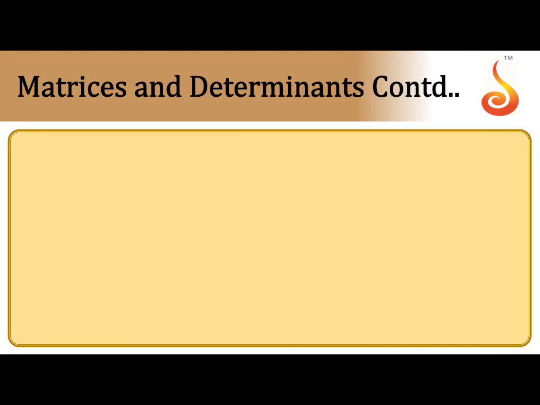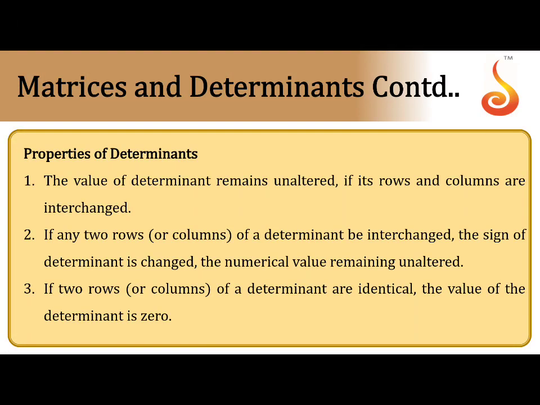So next, properties of determinants. This is most important for us. The value of a determinant remains unaltered if the rows and columns are interchanged. Interchanging rows and columns is the transpose. So the determinant of a matrix equals the determinant of its transpose, which means the values remain equal.